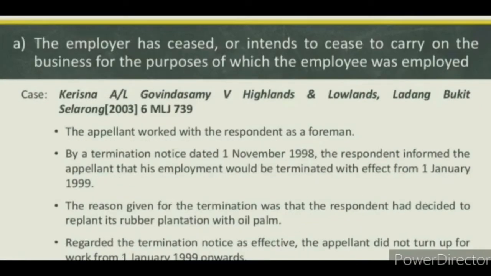For the fourth case, it is Karisna Anak Lelaki Govindasamy v. Highlands and Lowlands, Ladang Bukit Selarong, in 2003. The appellant worked with the respondent as a foreman. By a termination notice dated 1st November 1998, the respondent informed the appellant that his employment would be terminated with effect from 1st January 1999. The reason given for the termination was that the respondent had decided to replant its rubber plantation with oil palm. Regarding the termination notice as effective, the appellant did not turn up for work from 1st January 1999 onwards.